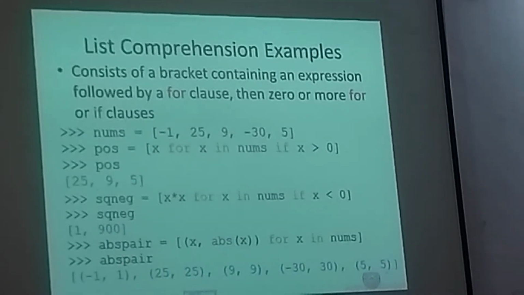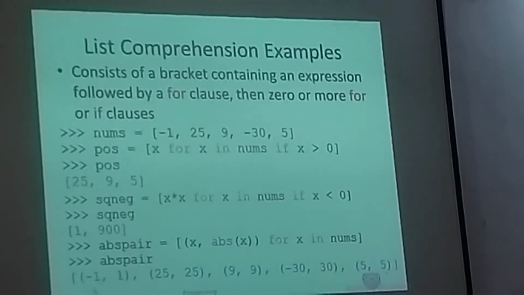We can have even more complicated expressions. So for example, we can create a list of tuples where every tuple consists of a number and its absolute value. So for every x in the list nums, we are computing a tuple x, comma, absolute value of x. Remember, abs is a built-in function in Python that gives the absolute value of x. So in this case, the list that is returned contains tuples like -1, 1, 25, 25, 9, 9 and so on.